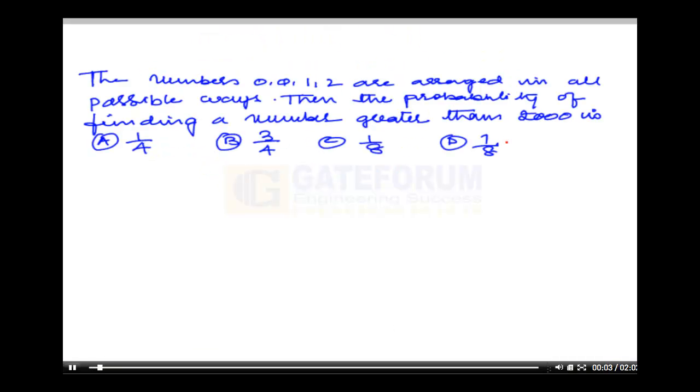And the probability of a number greater than 2000. We are given 4 numbers, and these numbers can be arranged, that is sample space is 4 factorial by 2 factorial, because 0 repeats twice. Hence, I can write here 24 by 2, that is 12. So there are totally 12 possible outcomes, in which how many are there which are greater than 2000?